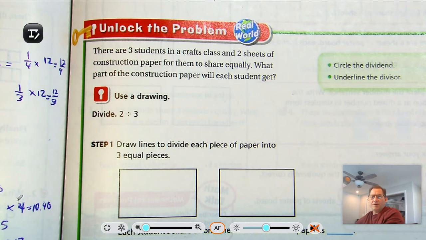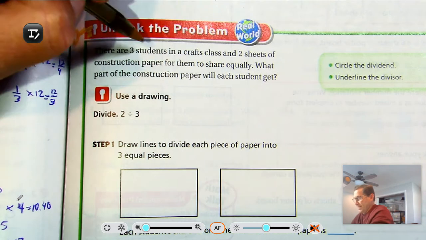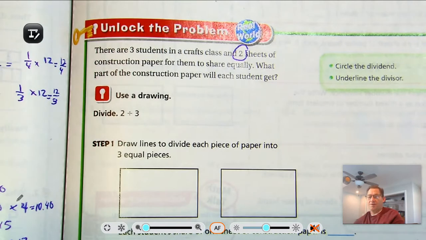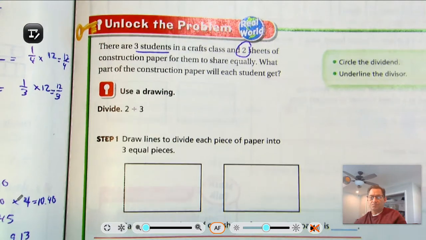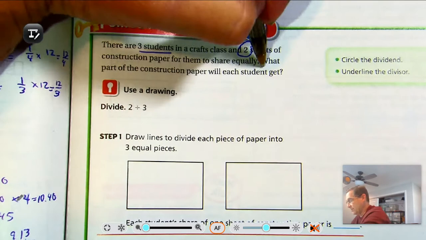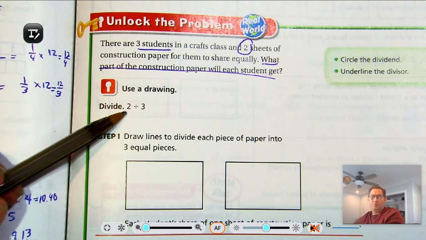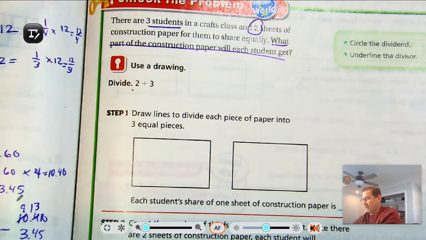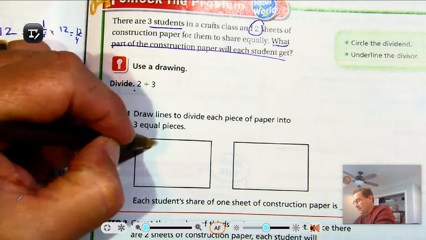There are 3 students in a crafts class and 2 sheets of construction paper for them to share equally. So the dividend in this case would be the 2 sheets of paper. That's what's being shared. The divisor is the 3 students. How many people are actually sharing the paper? So we're dividing two sheets of paper by 3 students. So step 1, if we're going to draw a model of it, we would draw the lines to divide each paper into 3 equal pieces.